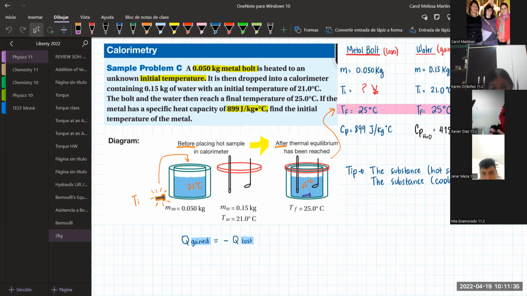So, this is your main equation. And this main equation is going to be transformed into, instead of Q lost, Q of that metal bolt. Why? Because it's the one that is losing. Therefore, the one that is gaining is going to be water. Why? Because it's the cooler substance.